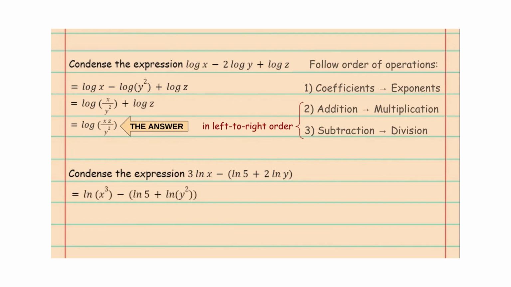First, what we're going to do is deal with those exponents, that 3 at the front and that 2 within the parentheses. Then we're going to turn this addition right here into multiplication. Then we are going to turn the subtraction into division. Remember, need to follow order of operations, so parentheses come first. And there's your answer.